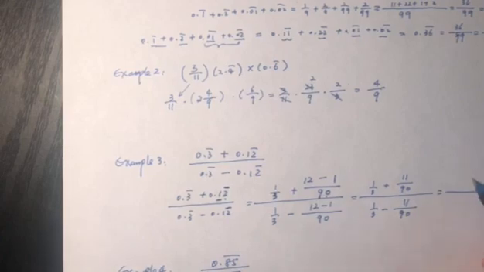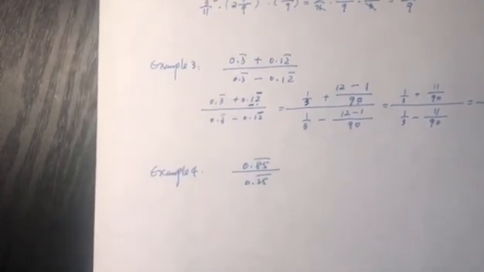Put it over 90: this is 30 plus 11 over 30 minus 11, over 90. So what you have is 41 over 19, which is 2 and 3 over 19. So this is how you solve example 3.